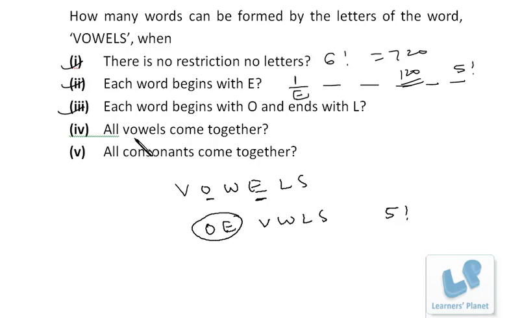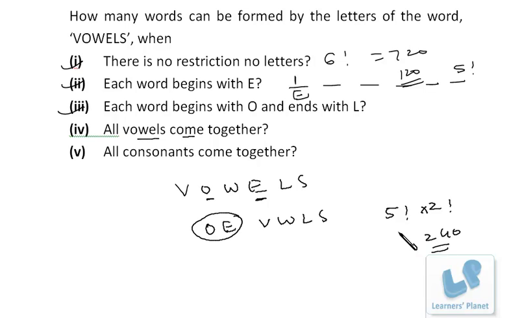Now here it is told that all vowels should come together. That means I have tied up, or I have combined O and E and getting 5 factorial ways, but the other order is OE and EO. Both the orders are acceptable, right? So O and E can be arranged in 2 factorial ways. So what we did at the first case, we arranged these 5 letters. I'm taking this as 1. So 1, 2, 3, 4, 5. 5 factorial ways, and we arranged these 5 letters. Then in 2 factorial ways, O and E, both of them can be arranged, right? So it's 120 into 2, 240 ways will be there, right?